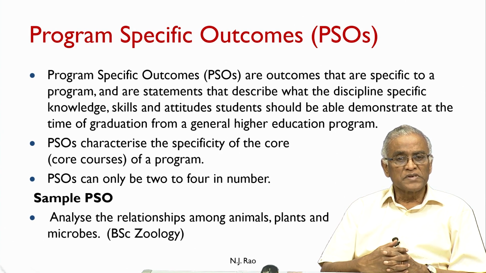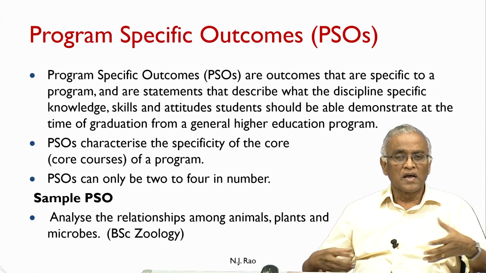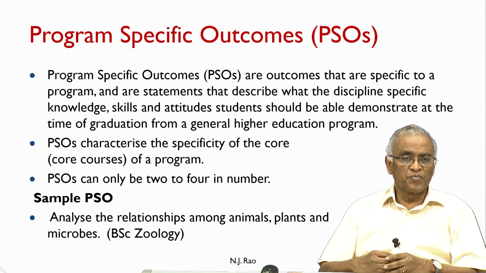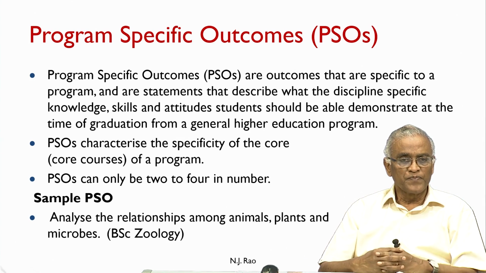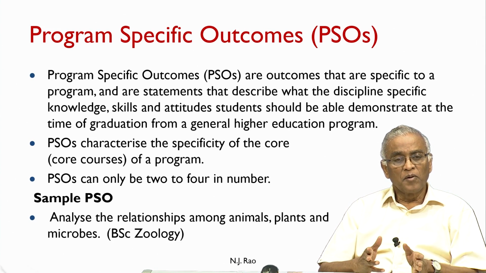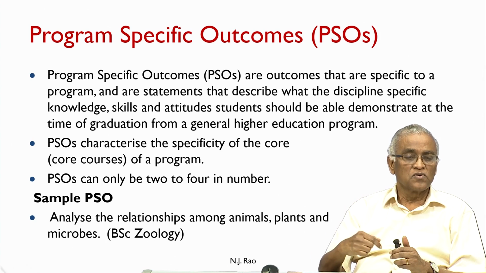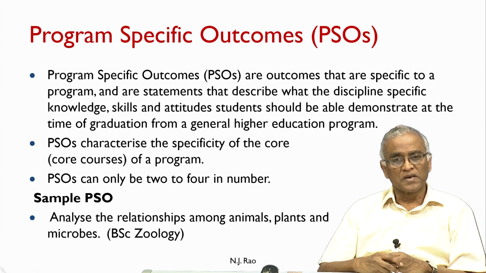PSOs characterize the specificity of the core of a program. We will again elaborate later. PSOs can only be 2 to 4 in number. That is a requirement from NAAC. That is, you do not keep on writing a large number of PSOs. A sample PSO: analyze the relationships among animals, plants and microbes. Now this particular thing might be attained through several courses that you offer. It is not just one course associated with this particular PSO.